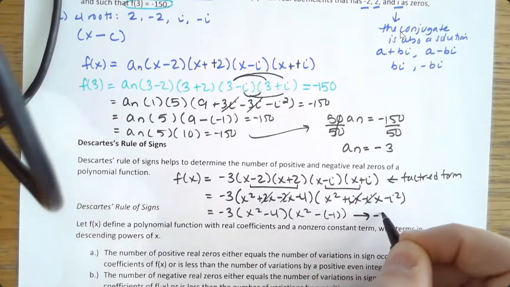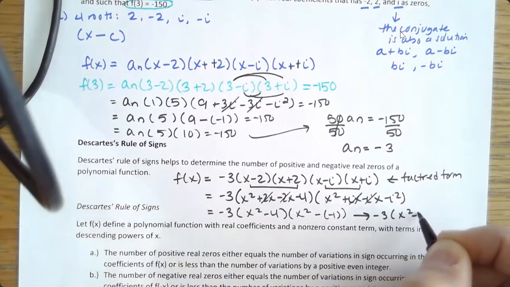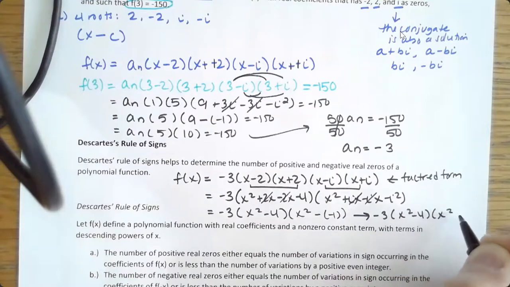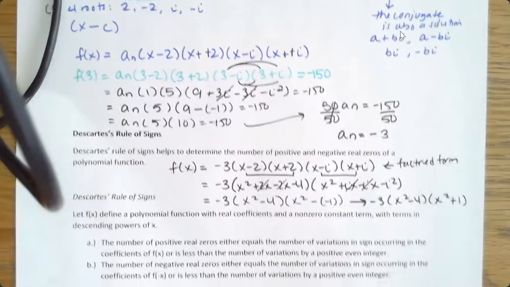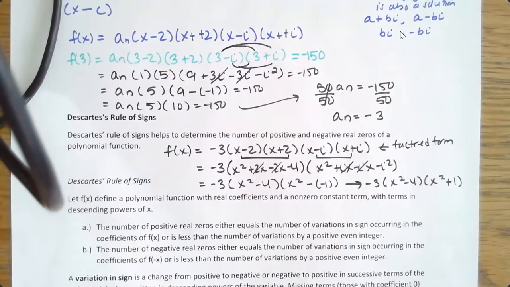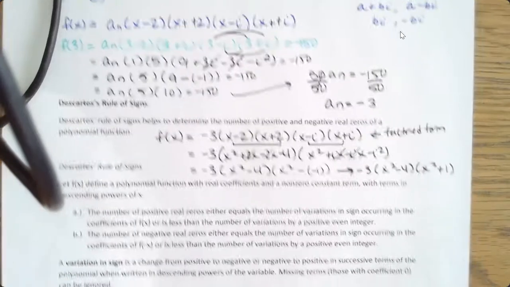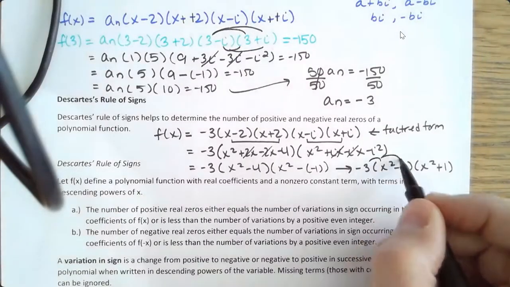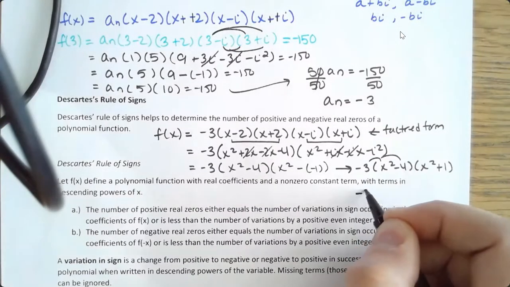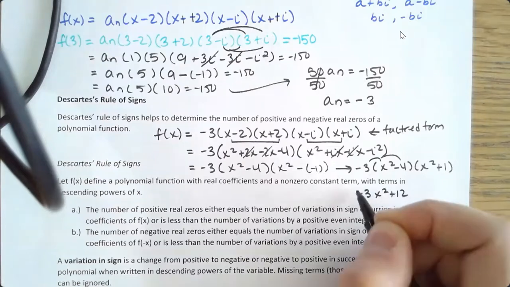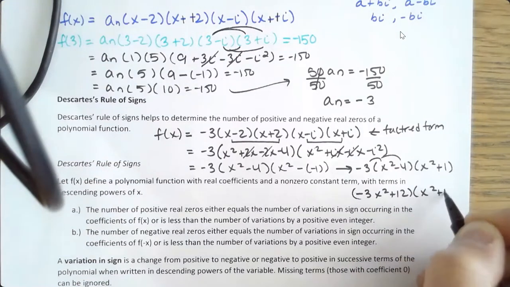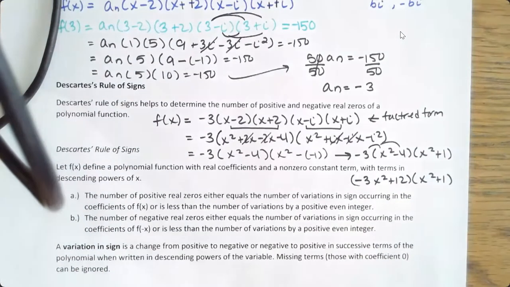So I have negative 3 times x squared minus 4 times x squared plus 1. So I'm getting there. I still have to keep multiplying everything out. So I'll multiply through by the 3 first, and I have negative 3x squared plus 12. And then finally, I can multiply by the last term. Again, I don't have a shortcut here. You can only multiply 2 at a time.